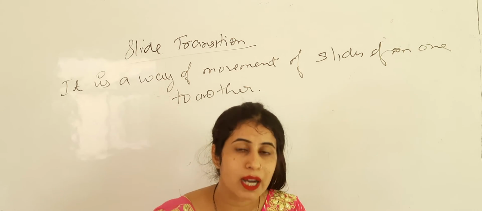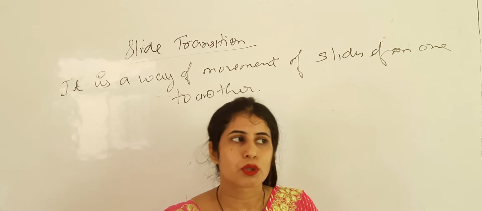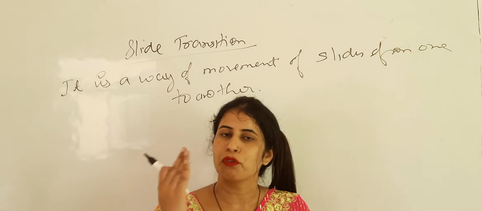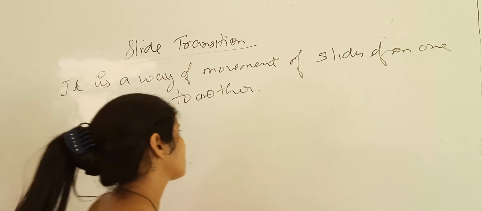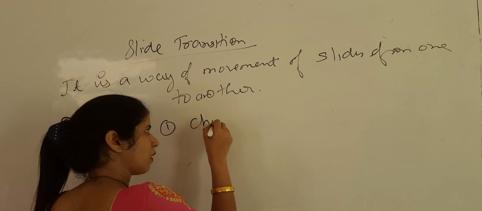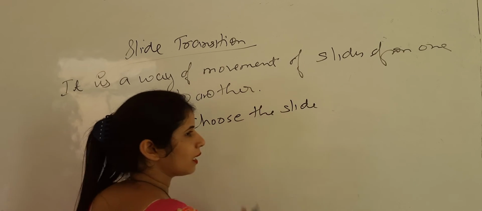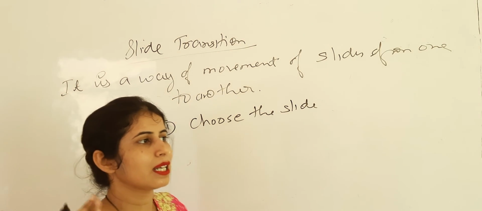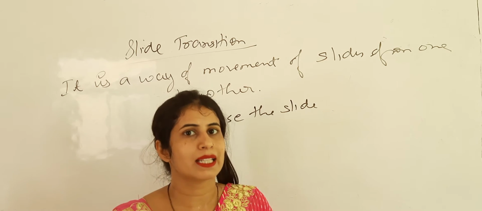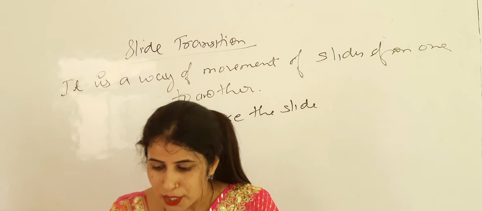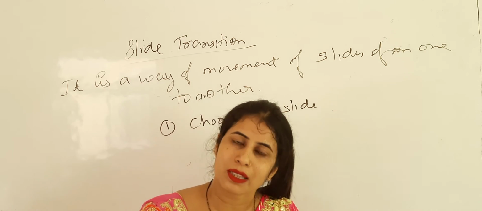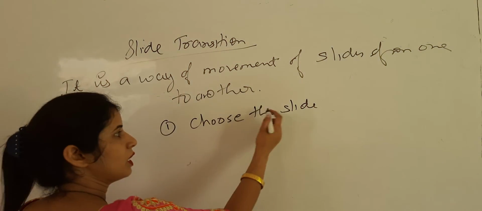So how are we able to do this? For this also we have to follow a few steps. First, at first we have to choose the slide, the slide on which we want to apply the slide transitions. So at first we have to click on the slide. Okay, so we can choose it.